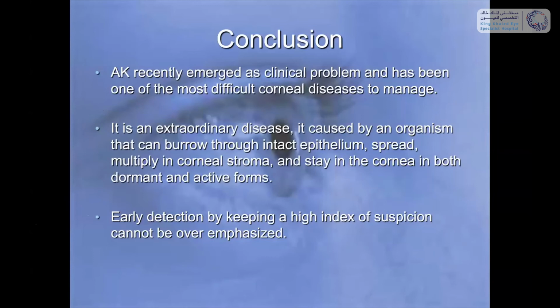In conclusion, Acanthamoeba keratitis recently emerged as a clinical problem and has been one of the most difficult corneal diseases to manage. It is an extraordinary disease. It is caused by organisms that can burrow through intact epithelium, spread and multiply in the corneal stroma, and stay there in both dormant and active form. Early detection by keeping a high index of suspicion cannot be overemphasized.